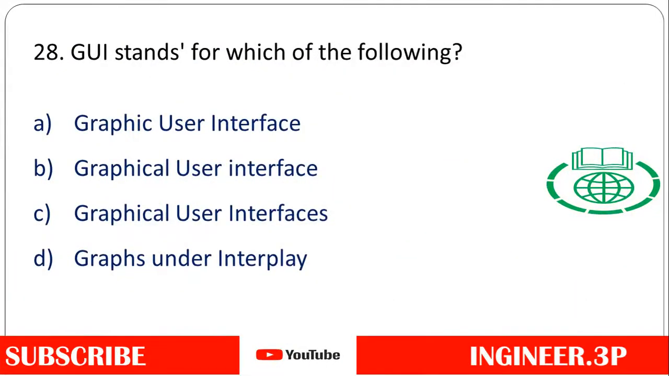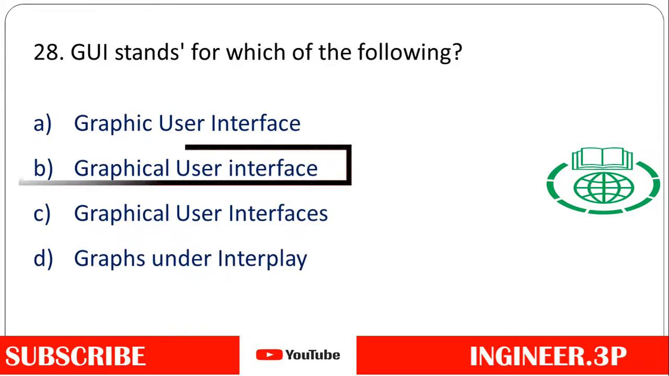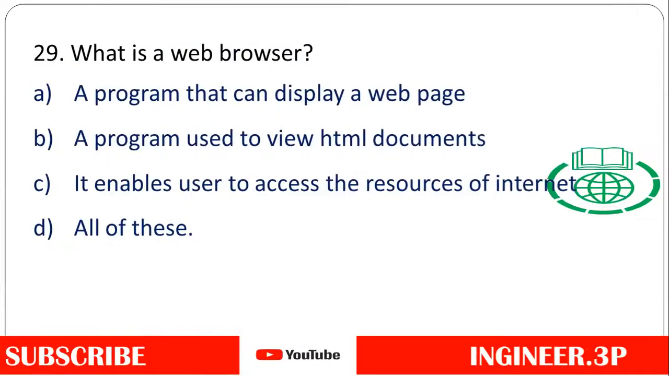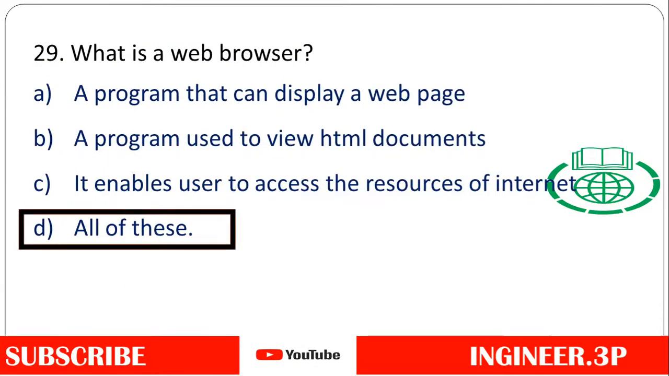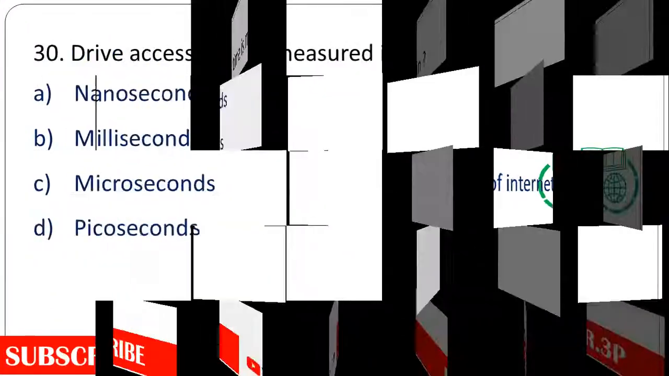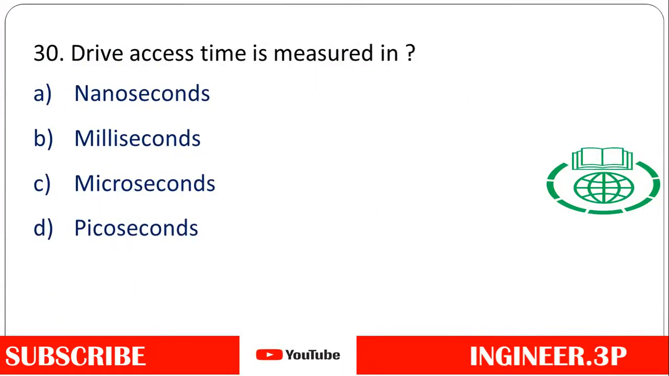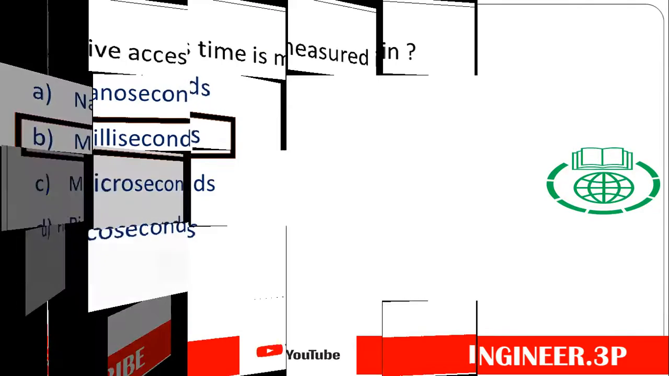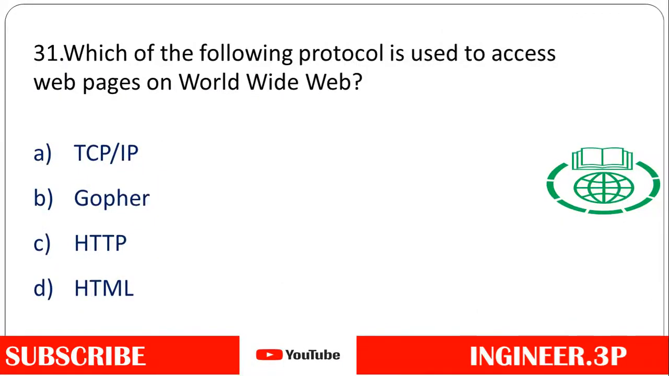GUI stands for which of the following? Graphical user interface. What is a web browser? All of these. Drive access time is measured in milliseconds. Which of the following protocols is used to access web pages on the World Wide Web? HTTP.